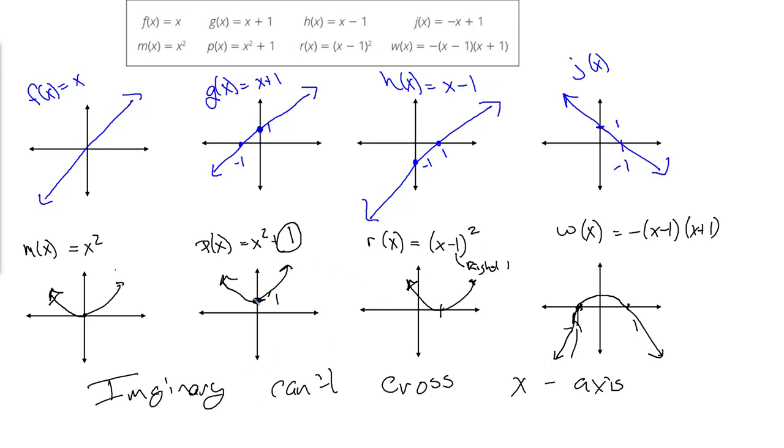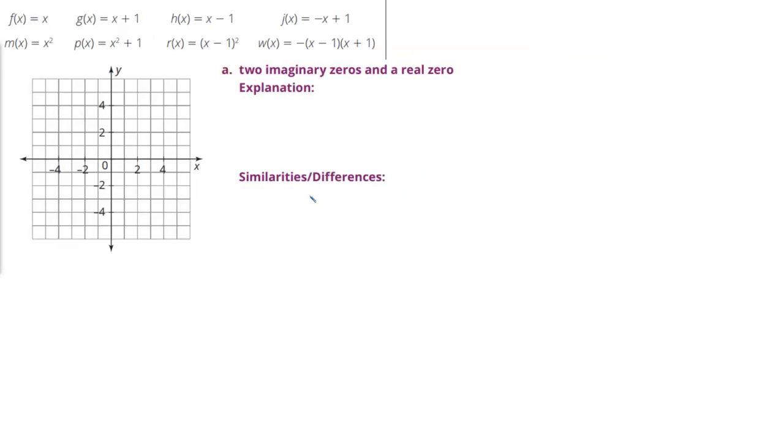Well, this one right here isn't going to go through the x-axis. So p of x is one of my imaginary roots. Is there any other ones? So that gets care of my two imaginary roots. And a real 0, well, any real 0 is going to be this first row.